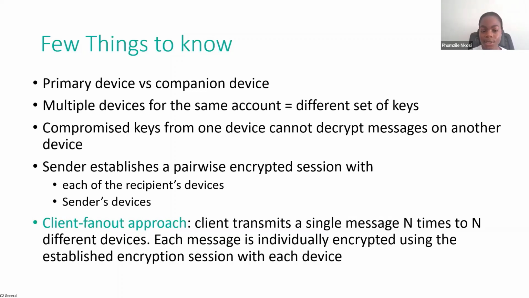Therefore, if you are about to send a message as a sender, you will establish a pairwise encrypted session with each of the recipient's devices and all the sender's devices, excluding the device that you are using to send the message. WhatsApp also uses something known as a client fan-out approach, which means that the client will transmit a single message n times to n different devices. So if you have a recipient that has 4 devices registered on the same WhatsApp account, and a sender that has 4 devices registered on their account, we have a total of 8 devices. The sender will use one of their devices to send a message. That means WhatsApp will send 7 messages to all those 7 devices in total.